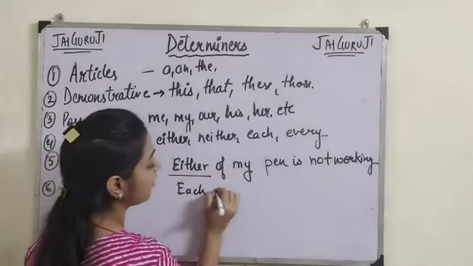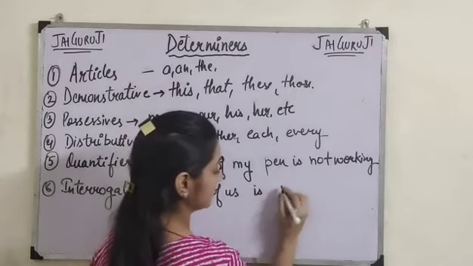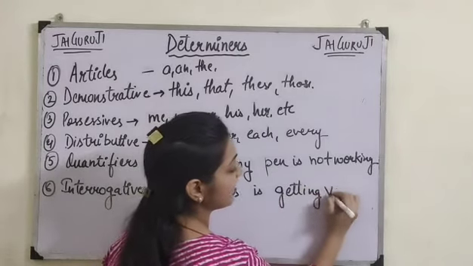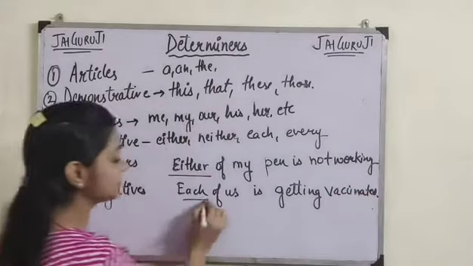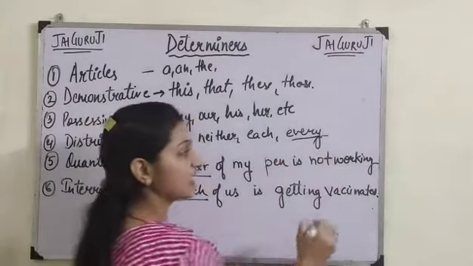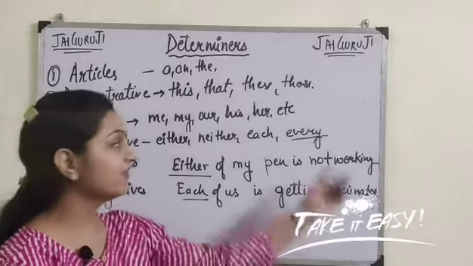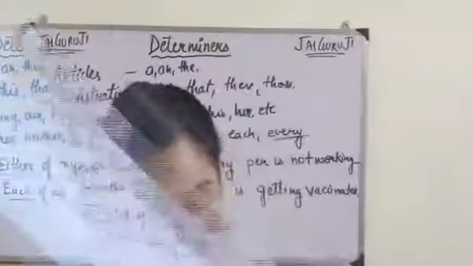Each of us is getting vaccinated. So here each. Every student of our class is getting 90% results. So every. So these are all the distributive determiners.